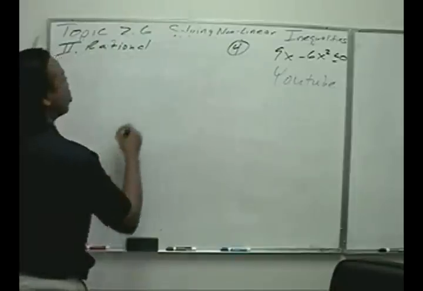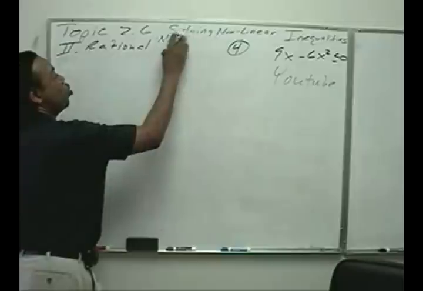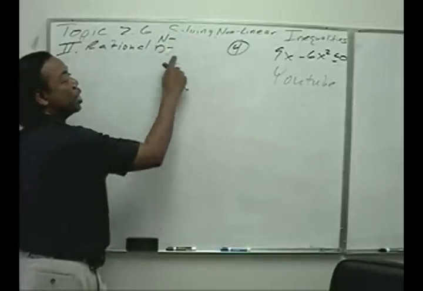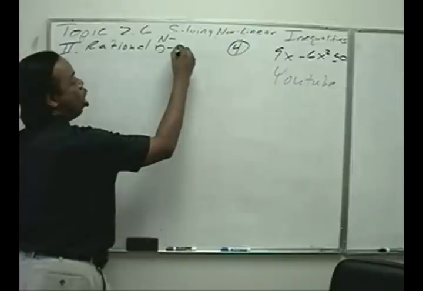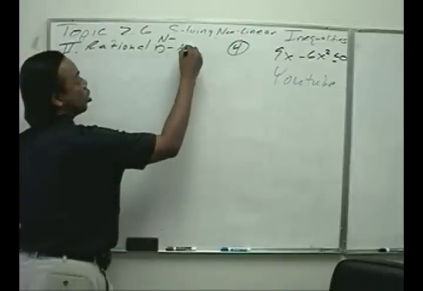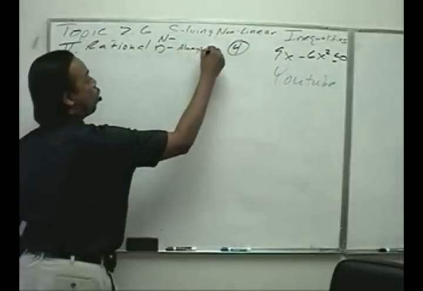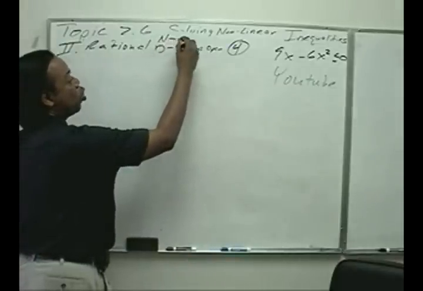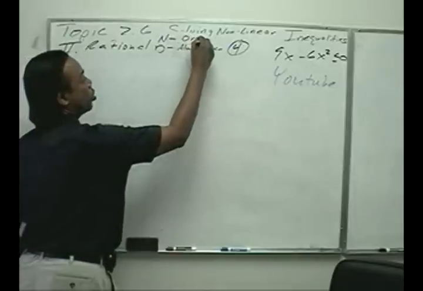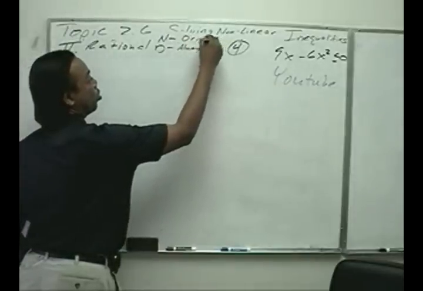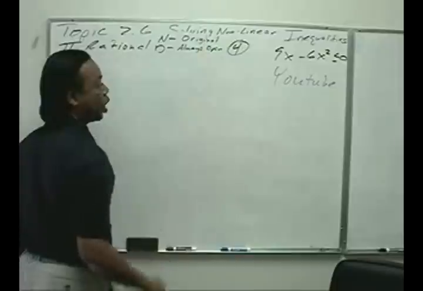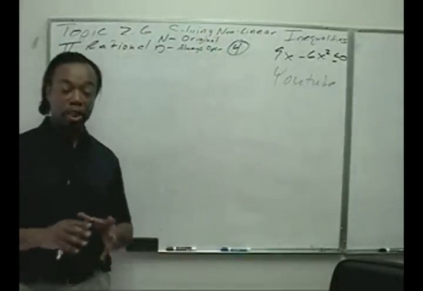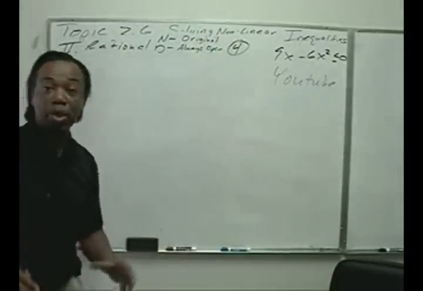Okay, for rationals, we have numerators and we have denominators. The denominators will always be open. The numerators will depend on the original problem. So again, for the numerator, we'll look at the original. The denominator will always be open.